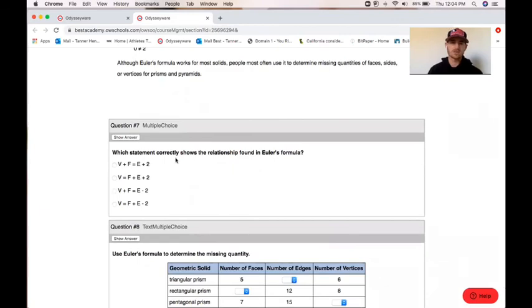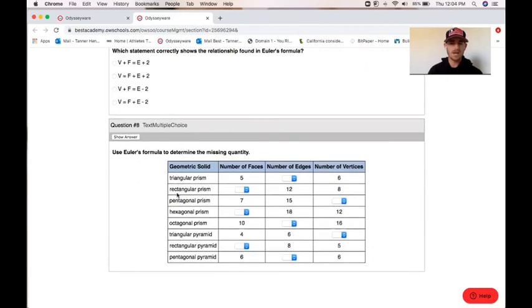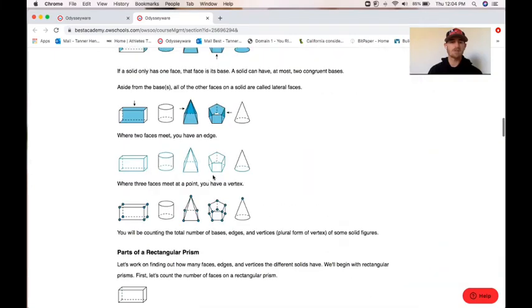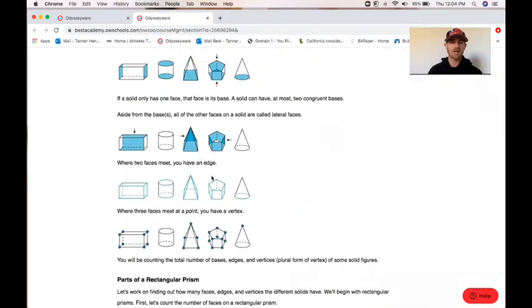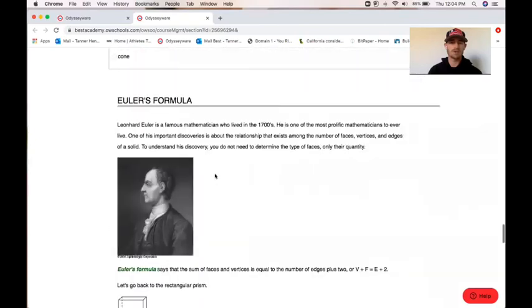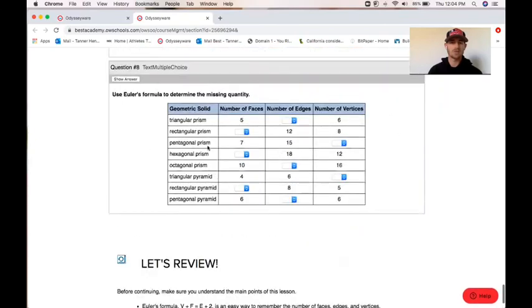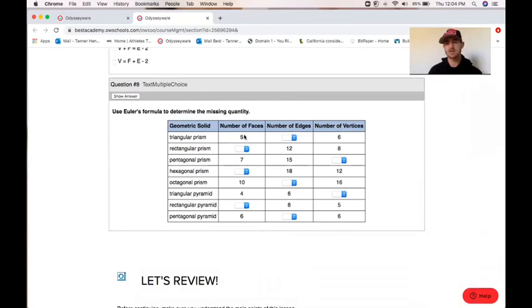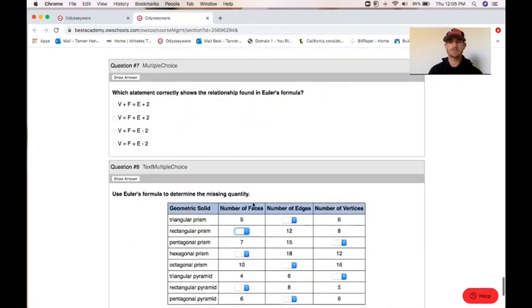Number 7, just asking what the formula is. You guys can do that one on your own. And for this one, you guys are going to do it on your own too. The best way to do it is either go to the very top and count all the sides, or just go on Google and type in each one. Type in triangular prism, rectangular prism, count the faces, okay? And then all this is filled in for you, so it's not that bad. So you got 1, 2, 3, 4, 5, 6, 7, 8. You guys can do it on your own. Good luck.